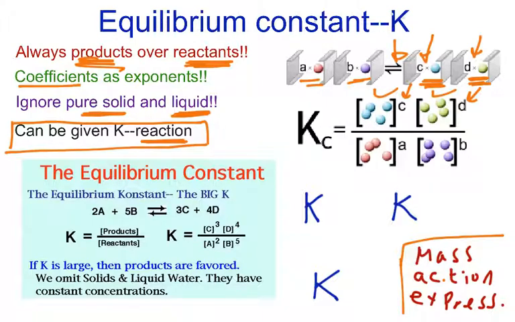Okay, and as we said before, the larger your K value, it indicates that your products are favored, or the reaction is moving towards the right. If your K value is very small, it means that you're favoring reactants, or the left side. If you have a K value of 1, then you have equal concentrations or equal amounts of products and reactants.